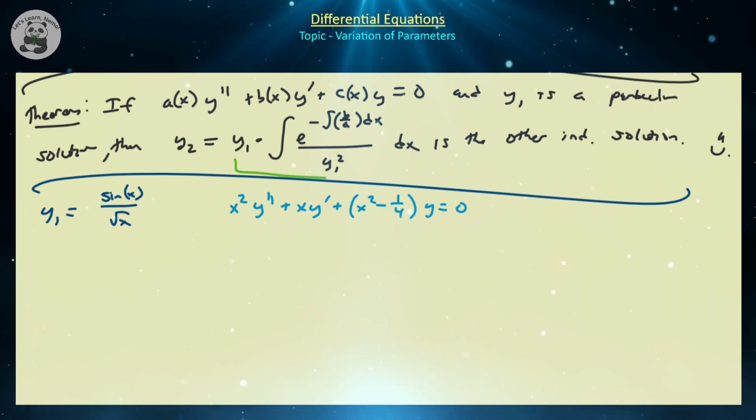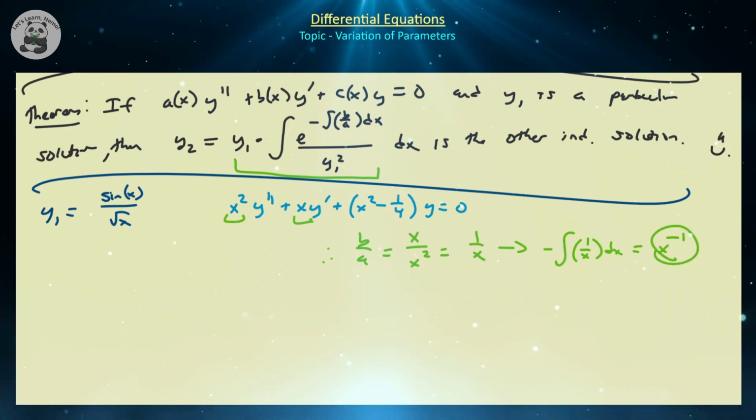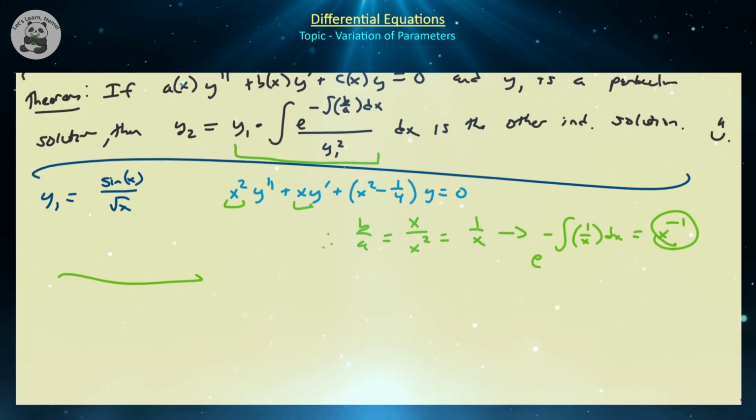Now notice that in this form that constructs our second solution, it doesn't really care about what c is, which is pretty nice. So there's our a and there's our b, so b over a is equal to x over x squared, which is just 1 over x. And if we do the minus integral of 1 over x dx, e to that is just going to be x to the minus 1. Once we have that out of the way, we're just left with 1 over x as the top of the integrand for our second solution construction.